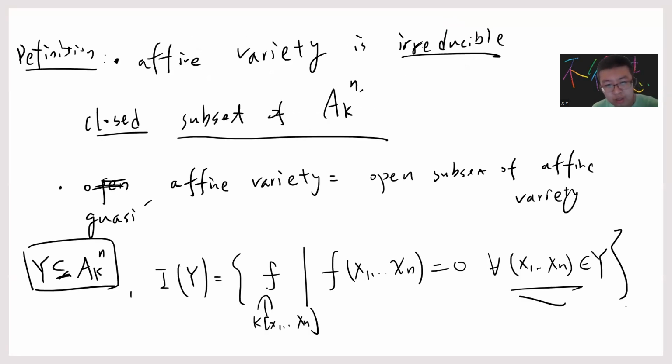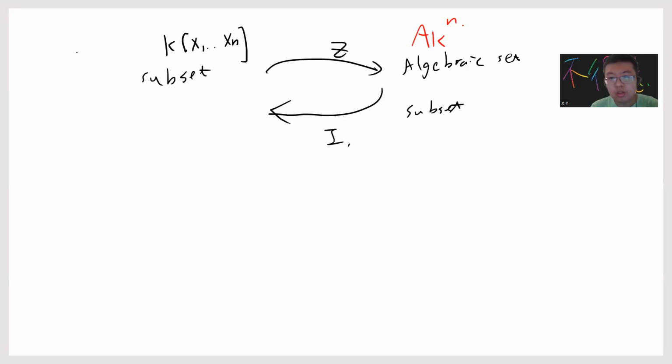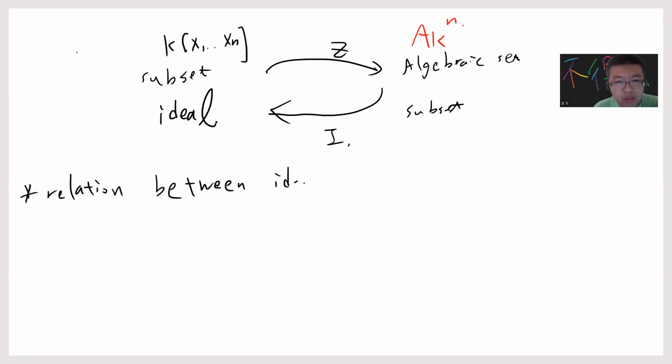But notice that I(Y) is actually an ideal. This is trivial, because if you multiply by a constant, it is still zero. If you take any polynomial times an element of I(Y), it is still zero, and the sum of two such elements is zero. So obviously it gives you an ideal. Now we have a relation between ideals and algebraic sets, and we need to investigate this relation.